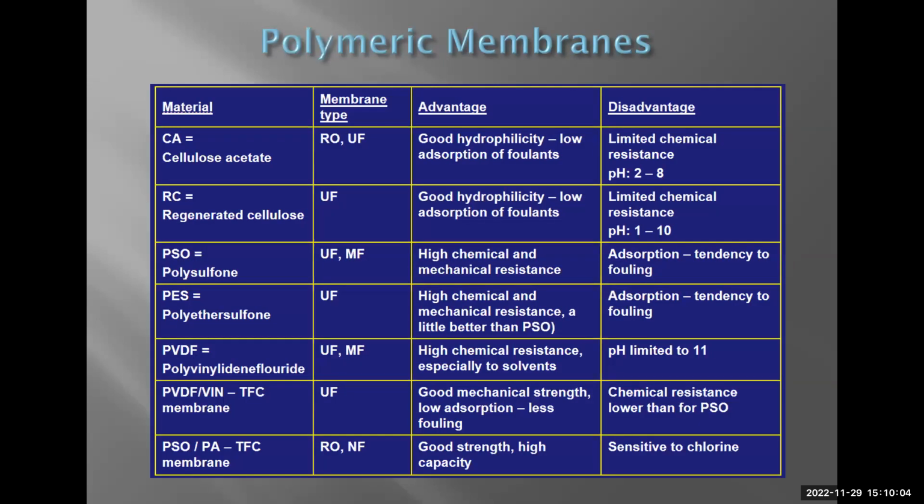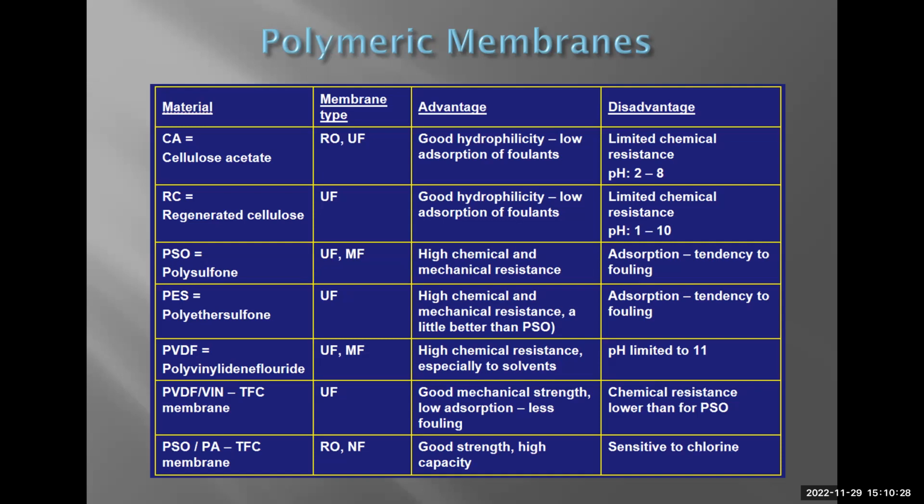Some of the different materials that polymeric membranes are made out of: you have your cellulose acetates and your regenerated cellulose membranes, which have a good hydrophilicity, which means that they have a lower absorption for less fouling. The downside to these membranes is they do have a limited chemical resistance, and they typically have a lower pH range compared to most membranes.